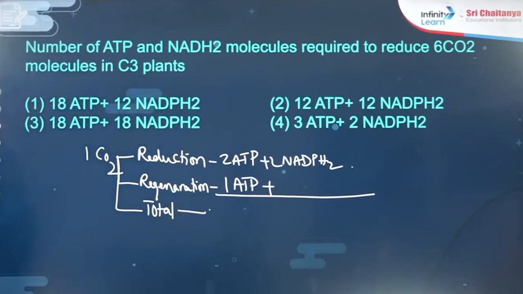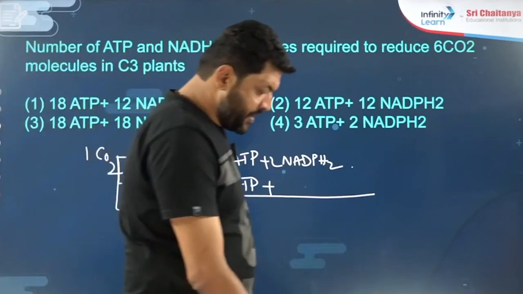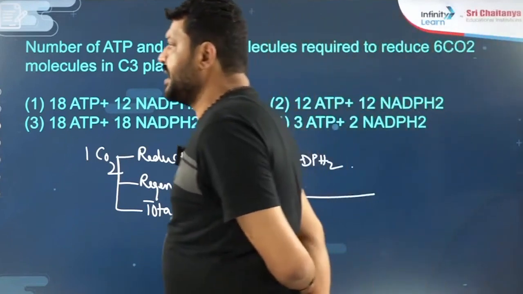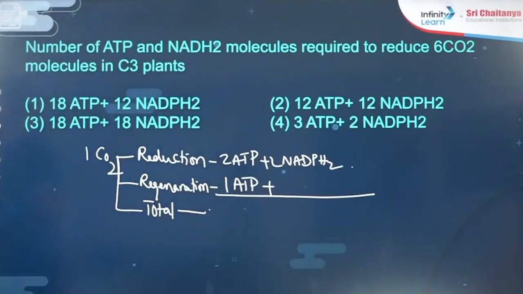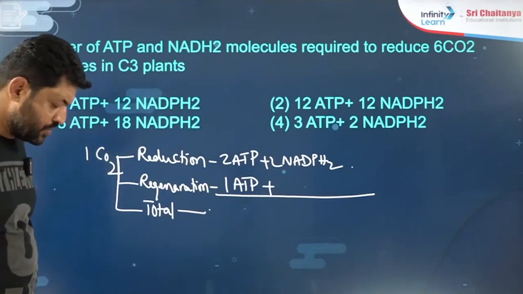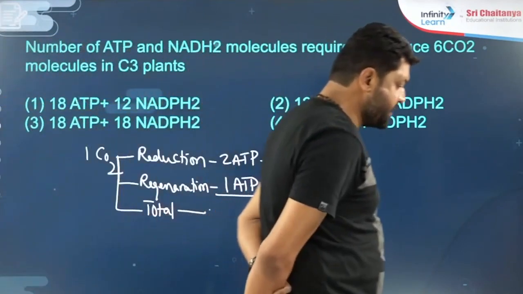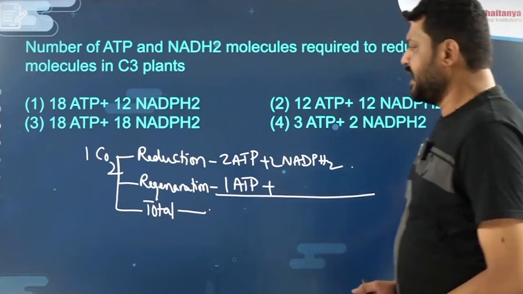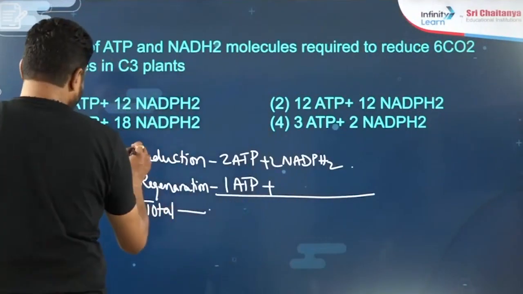So in the dark reaction, we have three steps: carboxylation, reduction, and regeneration. It is the most frequently asked question in photosynthesis. What is the most crucial event in the dark reaction? The most crucial event in the dark reaction is the first step, that is carboxylation. Clear? So in the dark reaction, you have reduction and regeneration.